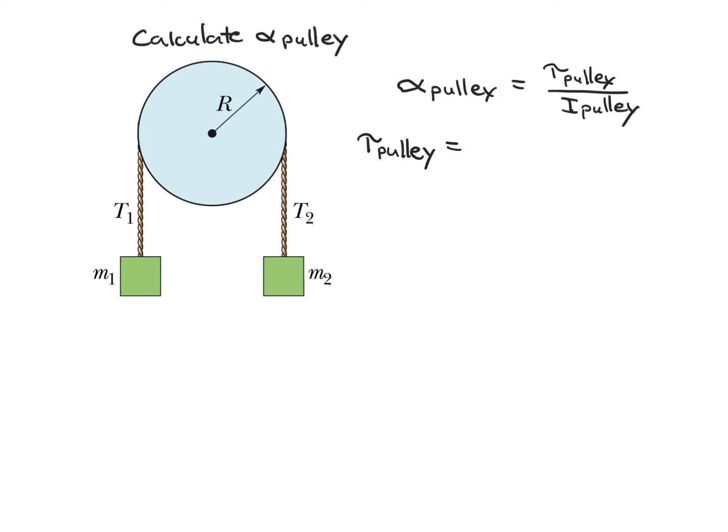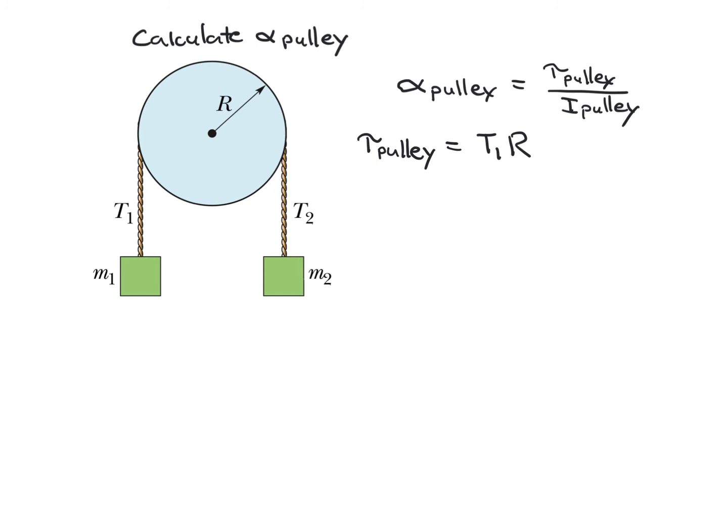to be equal to T1 times the radius of the wheel. Because remember, torque is the tangential component of the force times this radial distance to the axis of rotation. So the force is being applied tangentially. This rope is pulling tangentially on the pulley. So the tangential component of the force is just the tension T1, and it's being applied a distance r from the axis of rotation. So this is the contribution to the net torque on the pulley from this string here.